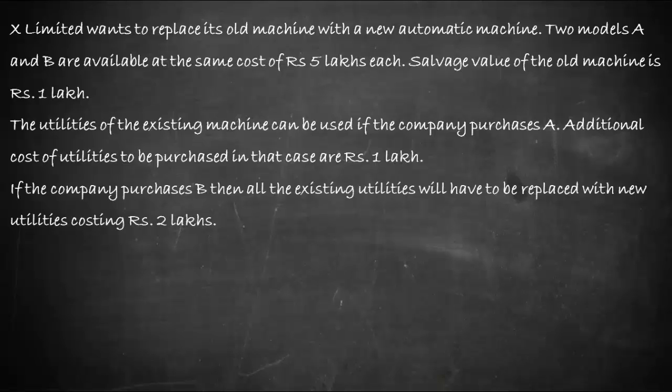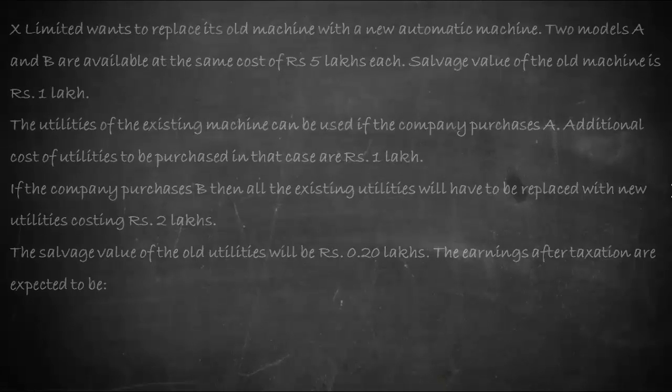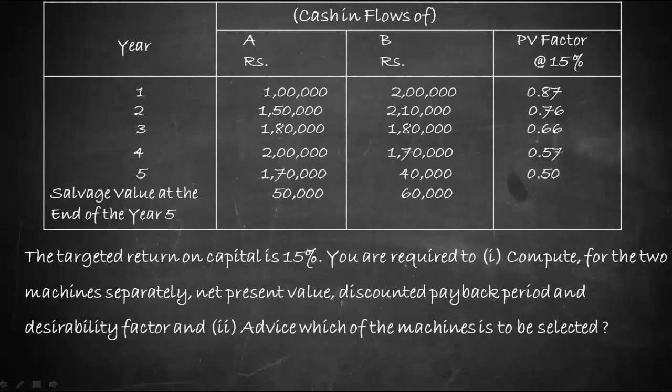If the company purchases B, then all the existing utilities will have to be replaced with new utilities costing rupees 2 lakh. The salvage value of the old utilities will be 20,000. The earnings after taxation are expected to be, we have information about 5 years cash flows of project A as well as mission A and mission B. We also have information about the PV factors for 5 years at 15%, and salvage value at the end of year 5 is 50,000 for mission A and 60,000 for mission B.